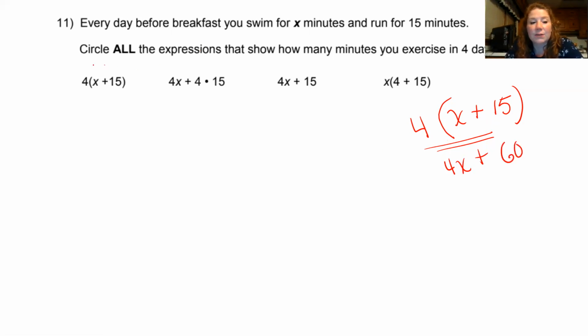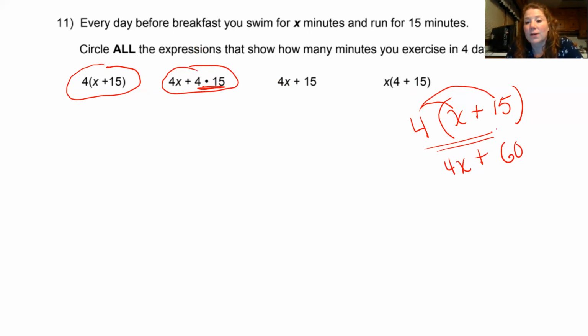All right, obviously the first one is exactly what I wrote. So 4x plus 4 times 15. Yep, that's what I did. I did 4 times x and then 4 times 15. So that is equivalent. Order of operations makes me multiply that before I can add it. 4x plus 15, nope, that's just multiplying the x times 4, not the second number. So that one's out. And then the last one, if I distributed, I'd get 4x plus 15x. Is that what it says? No. So the first two options are the only good options.